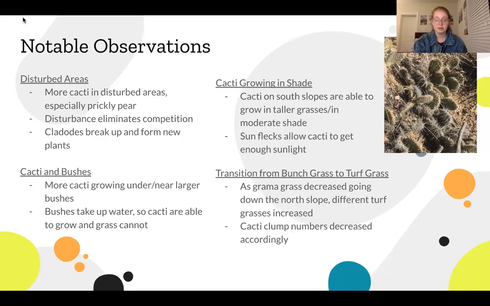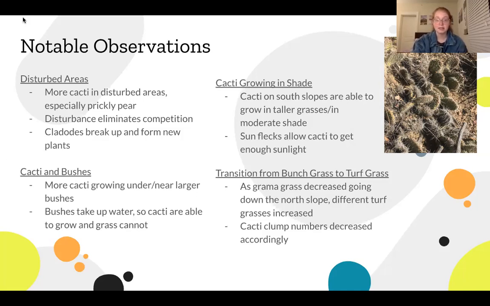And we decided that there are two main reasons this happens. One main reason is that the disturbance itself kind of eliminates competition for the cacti, because all the other species in the area will be wiped out. So then the cacti have an easier time establishing and repopulating that area.